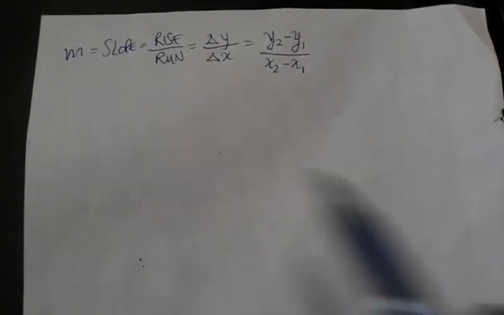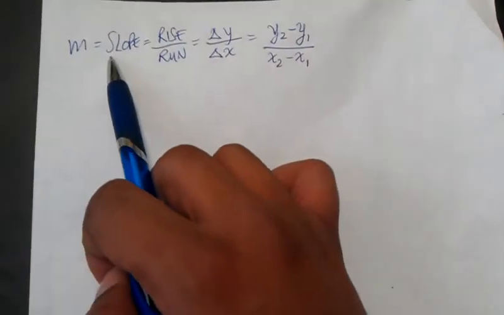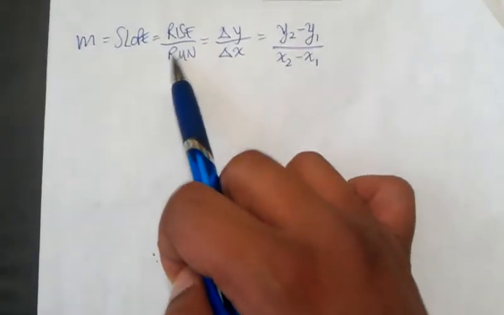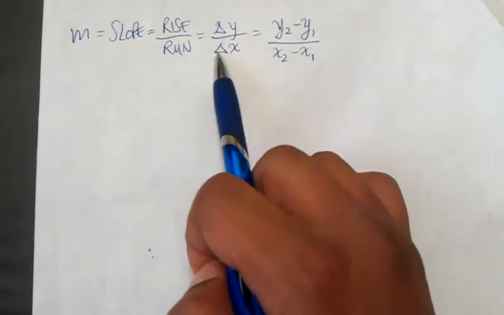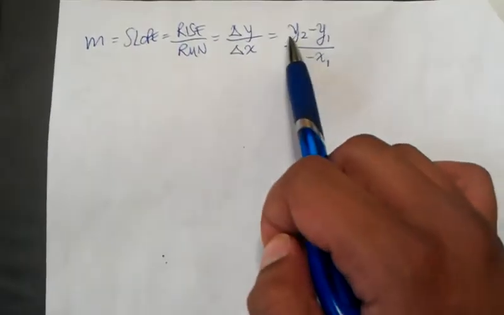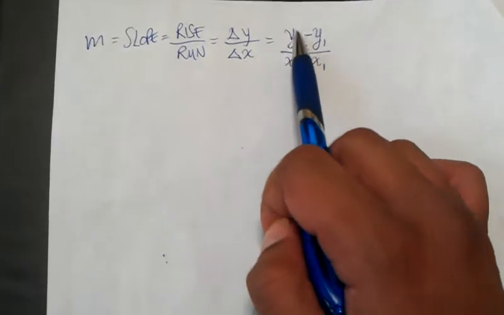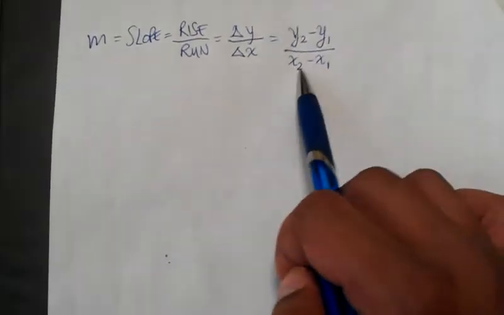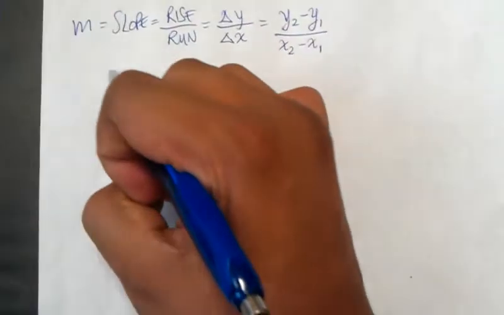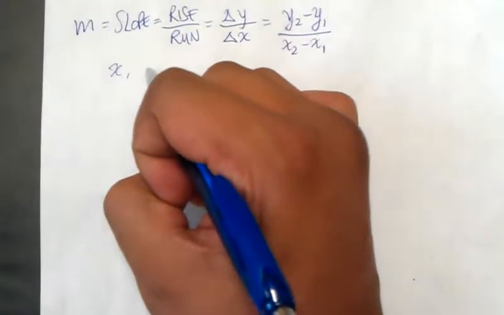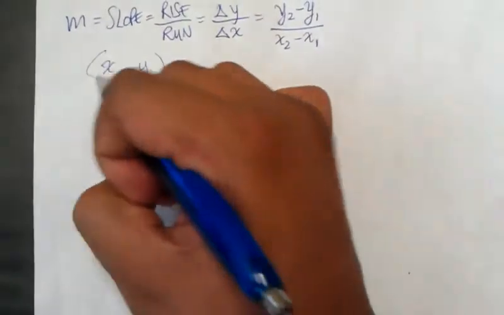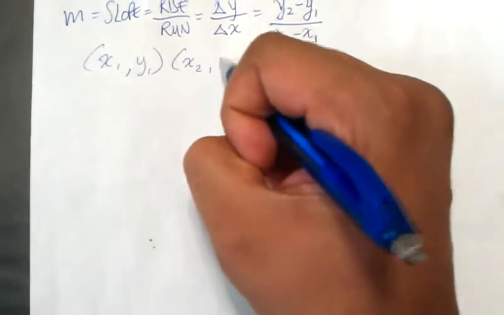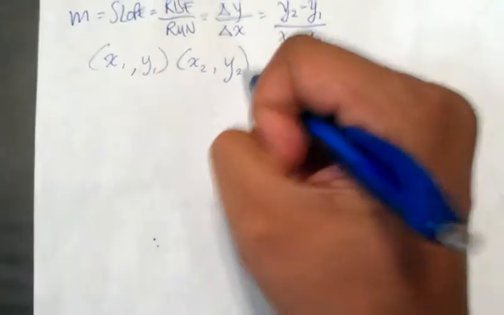This next video will have to do with slope. Slope is defined by the letter M, and it represents the rise over the run, or the change in y over the change in x. The change in y is illustrated by the difference in the points of y2 minus y1 and x2 minus x1, where x1 and y1 are some coordinate, and x2 and y2 are a second coordinate point.